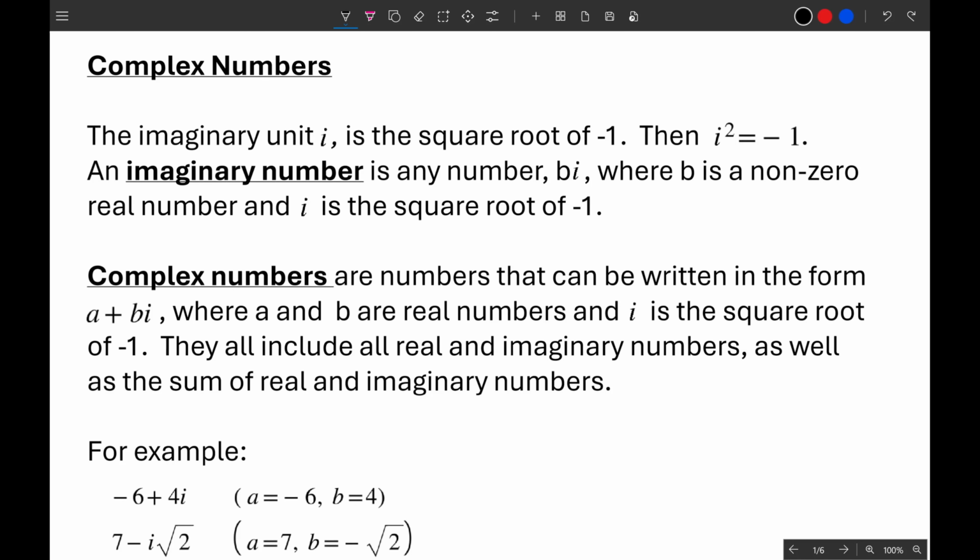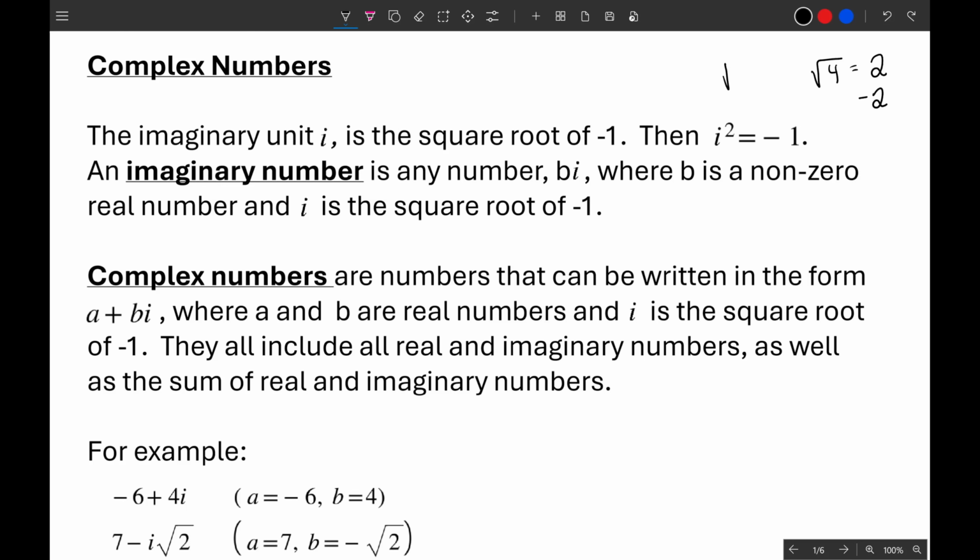In this lesson, we're going to be talking about complex numbers and their operations. So first we need to talk about the imaginary unit i. We can take the square root of numbers like 4, so if I take the square root of 4, that means I'm going to get 2 or I might get negative 2.